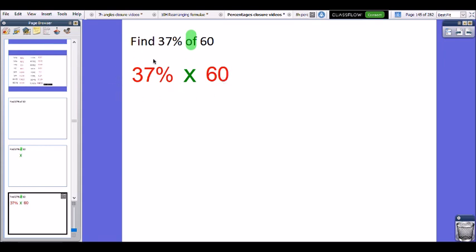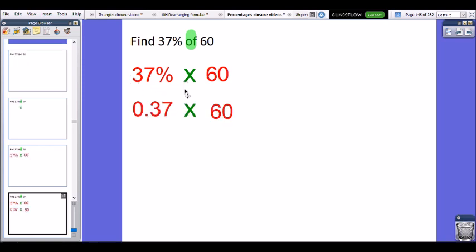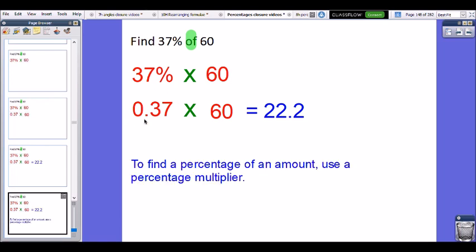But we know from task 1 how to write a percentage as a decimal. 37%, think about it. How do I get from a percentage to a decimal? Well, I just divide it by 100. So 37 divided by 100 gives me 0.37. So to find 37% of 60, all I'm going to do, I'm going to grab my calculator and I'm going to work out 0.37 times by 60. My answer is 22.2.